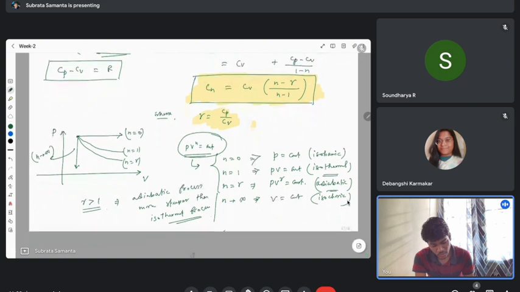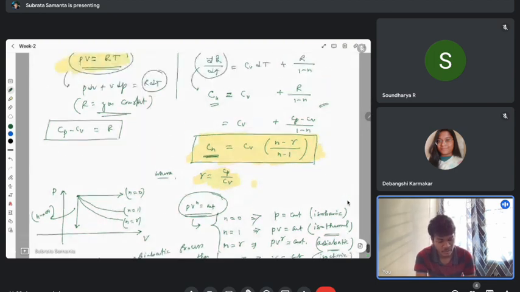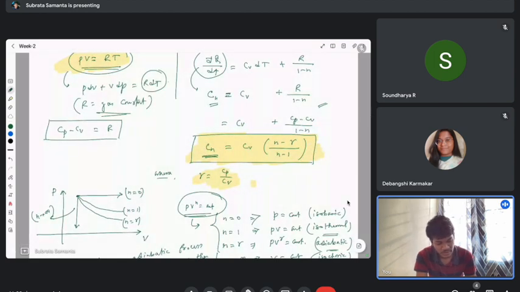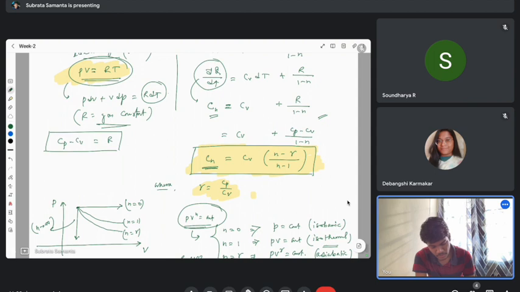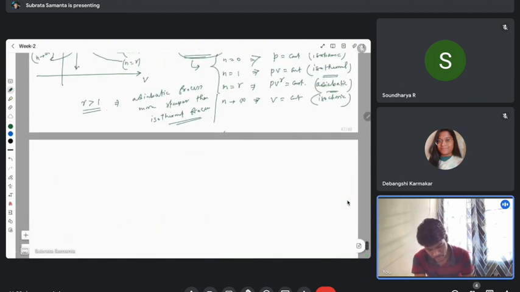Now we draw the heat capacity for these processes and see what it looks like. In general, the heat capacity is Cn equals Cp times (n minus gamma) by (n minus 1). This is the general formula of the heat capacity for the polytropic process. Similarly, we draw the plot of Cn versus n.